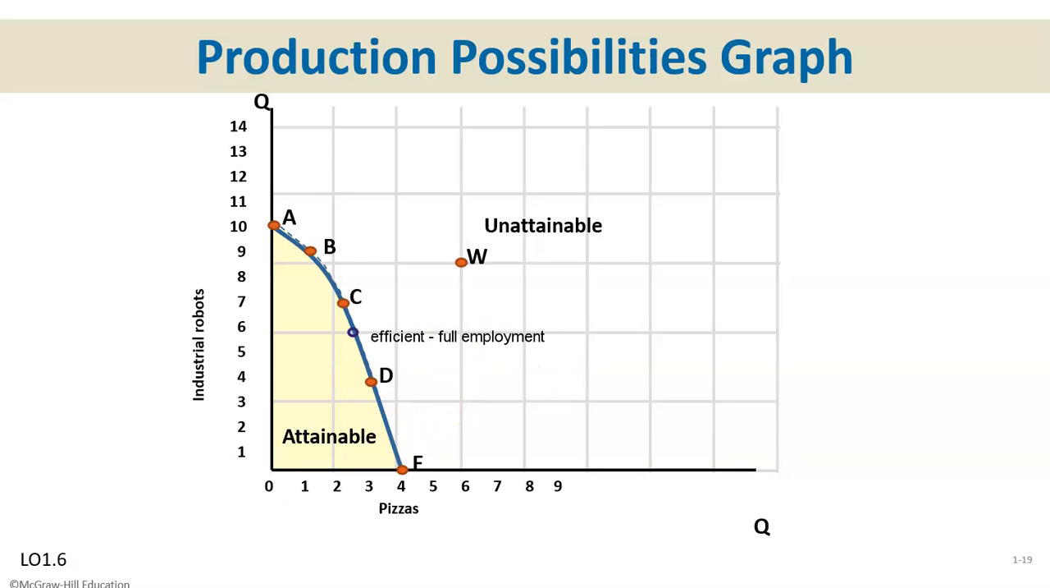And remember what we said about full employment earlier. It means all of the resources, land, labor, capital, entrepreneurs, they're all working, right? Now, an inefficient point, inefficient means that not all of our resources are working. So an inefficient point would be one that's underneath the line. So a point like here, that would be considered inefficient.